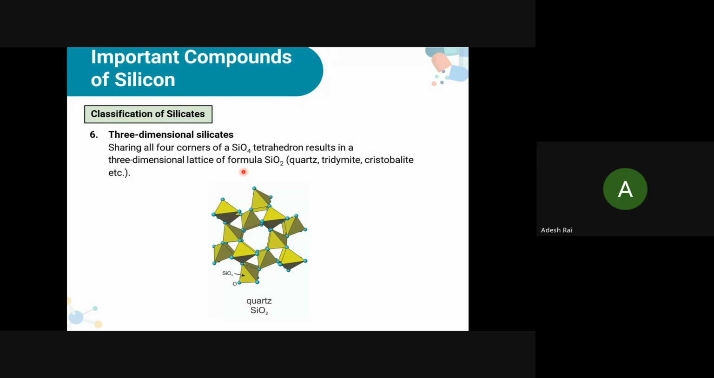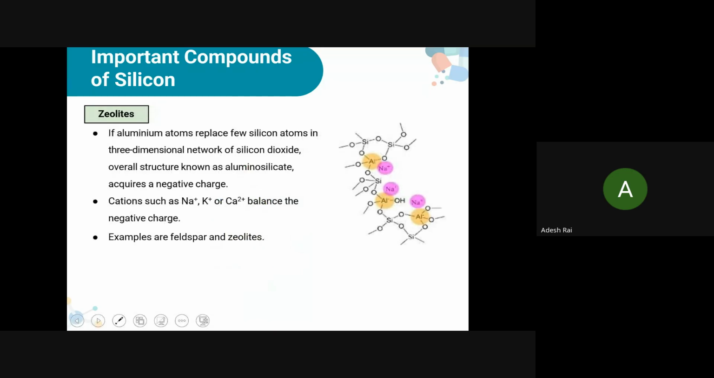Two corners were shared. Then comes after double chain, what was there? Just before this, what did we study? Sheet silicates. In sheet silicates, how many corners of the tetrahedron units are shared? Three. And in three-dimensional silicates, we have shared four corners. Okay.